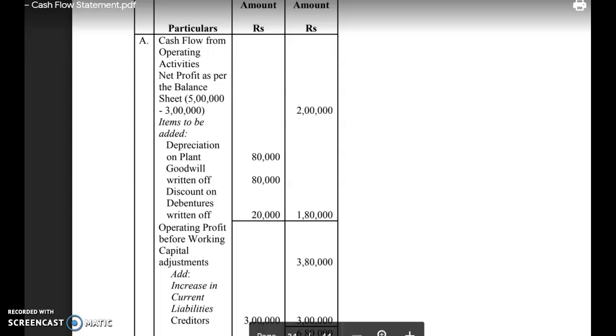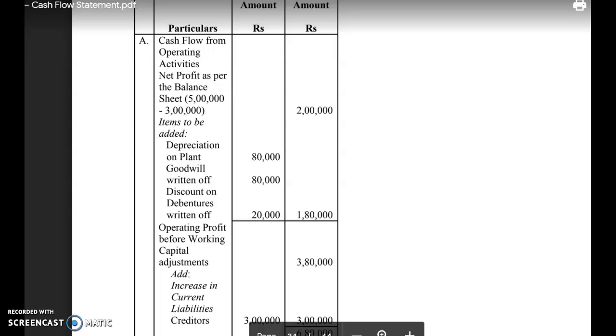See here, in the previous year the profit amount was given as 3 lakh. In the current year the profit amount was given as 5 lakh. So here the difference is 2 lakh, and that will be taken in cash flow from operating activities. First part, net profit as per the balance sheet, that is rupees 2 lakh.